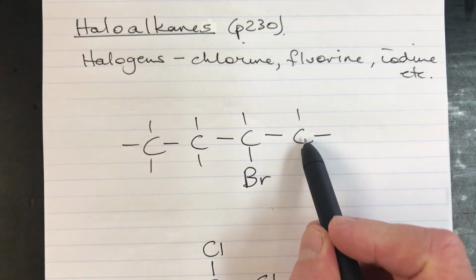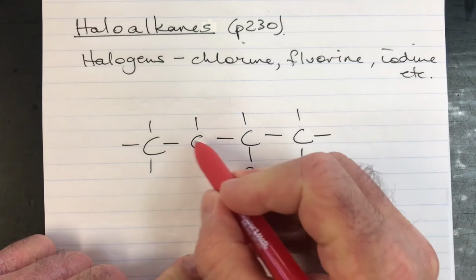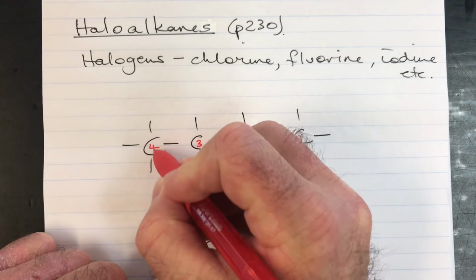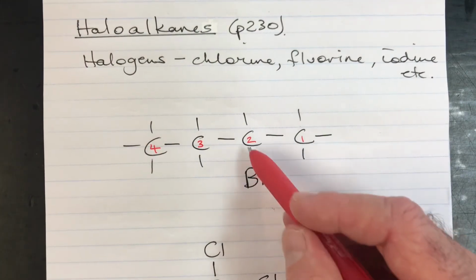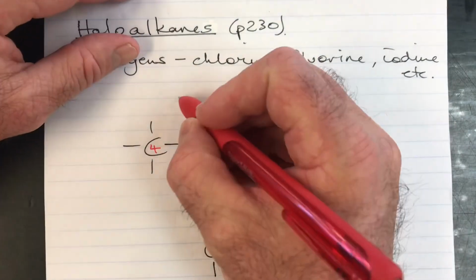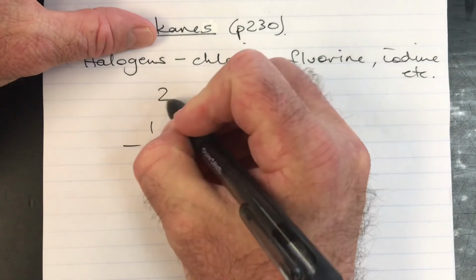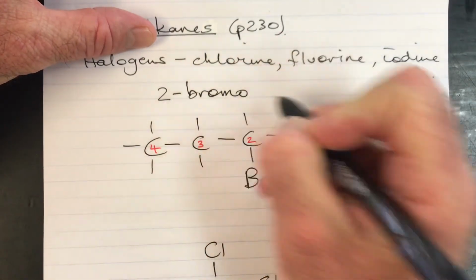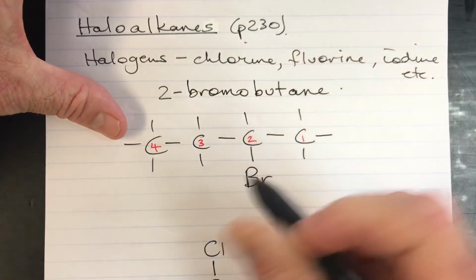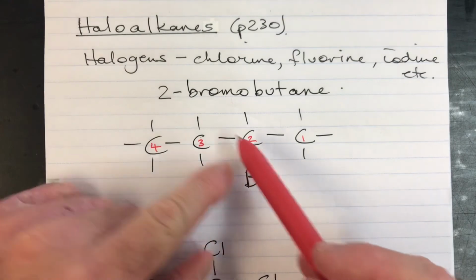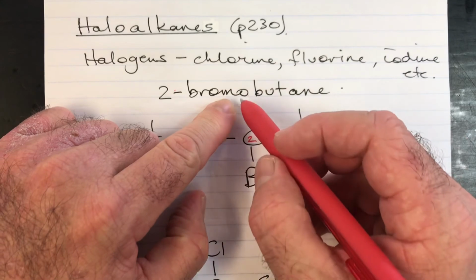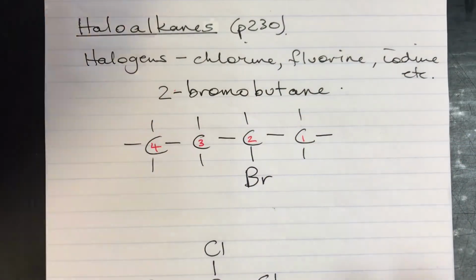Count the number of carbons in the parent chain. We've got 1, 2, 3, 4. We'll number them this way, because the bromine has to have the lowest number. Bromine is the functional group here, so this would be 2-bromo. That's 4 carbons long, butane: 2-bromobutane. So you replace the ane with the ending, and there you go.